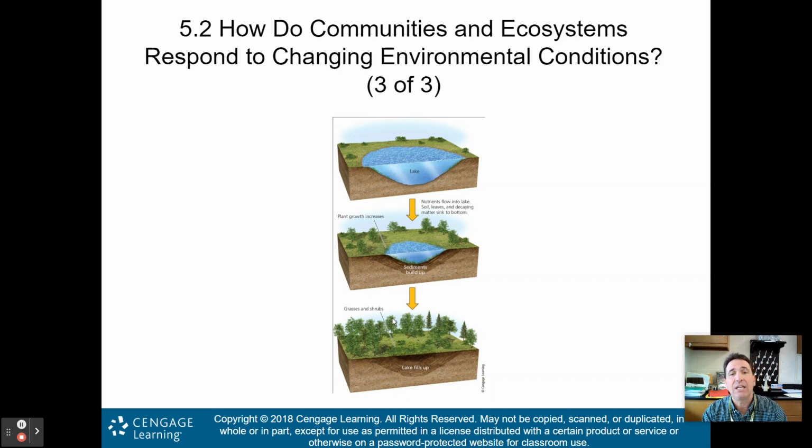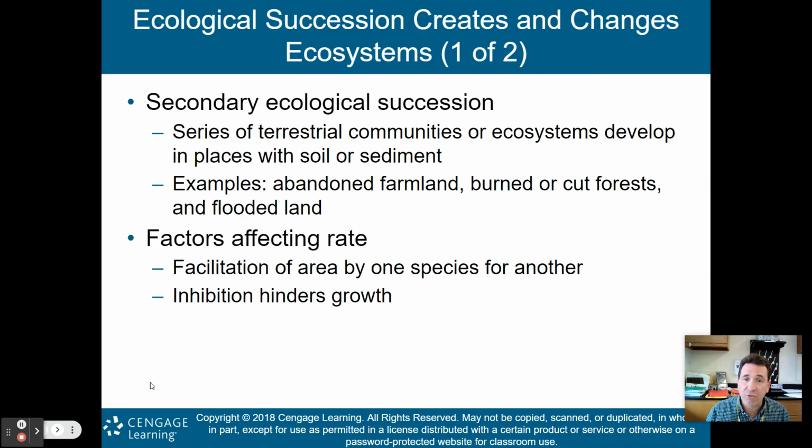Again, you have this lake that has been gouged out, maybe from some sort of glacier. Over time, plant growth, sediment, and decaying matter flow into the lake and begin to fill it up. Eventually the lake is totally filled up, and now you have a terrestrial environment, a terrestrial biome there, and no longer an aquatic biome. So these are your two examples of primary ecological succession.